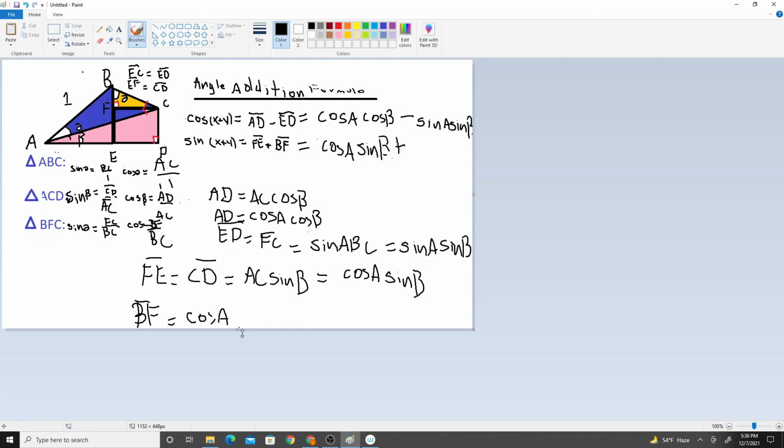Don't worry. Cosine A, and then BC said BC was sine A, so cosine A sine A. And then put that in here. So that'll make this cosine A sine B plus cosine A sine A, or BFC. Yeah, cosine B sine A.